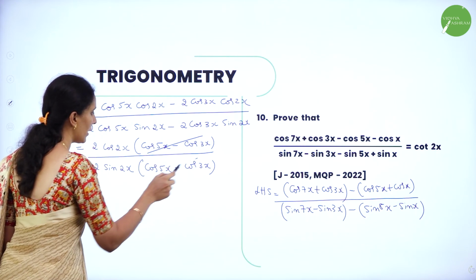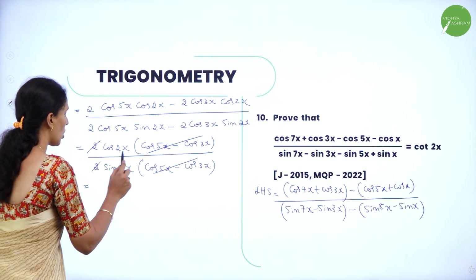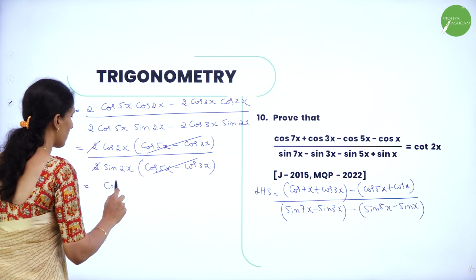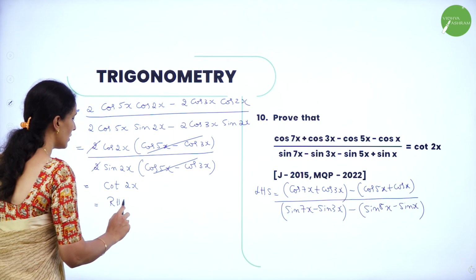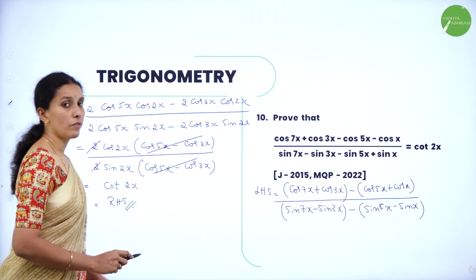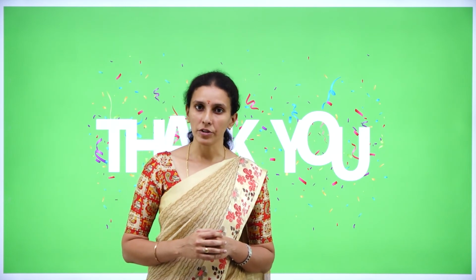So both the numerator and denominator terms get cancelled. 2 gets cancelled. Cos 2x by sin 2x can be written as cot 2x. That is the right hand side of the result. Hence, we proved it. So these are the questions you may expect from the chapter trigonometry.